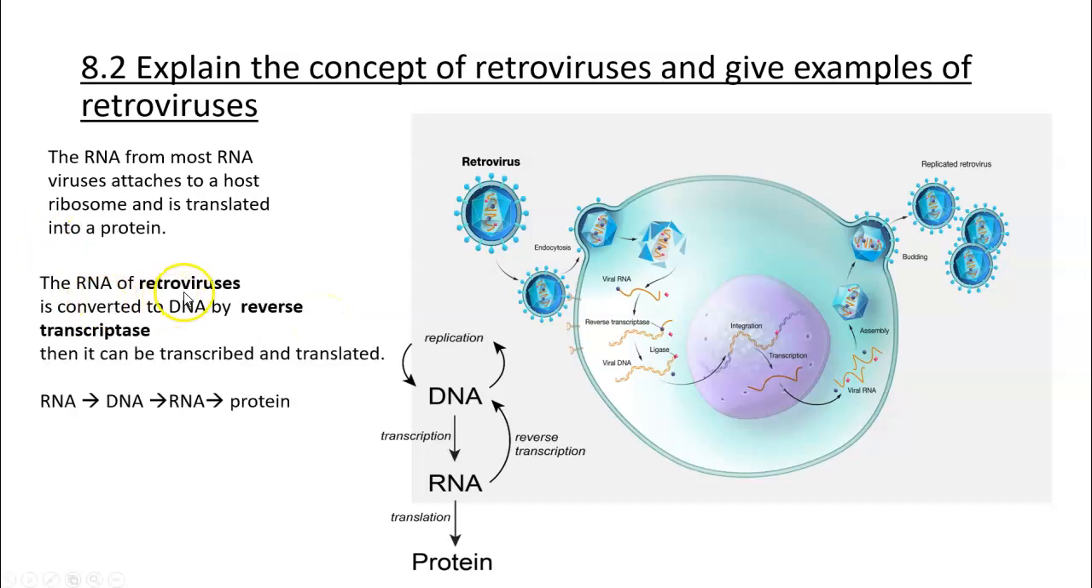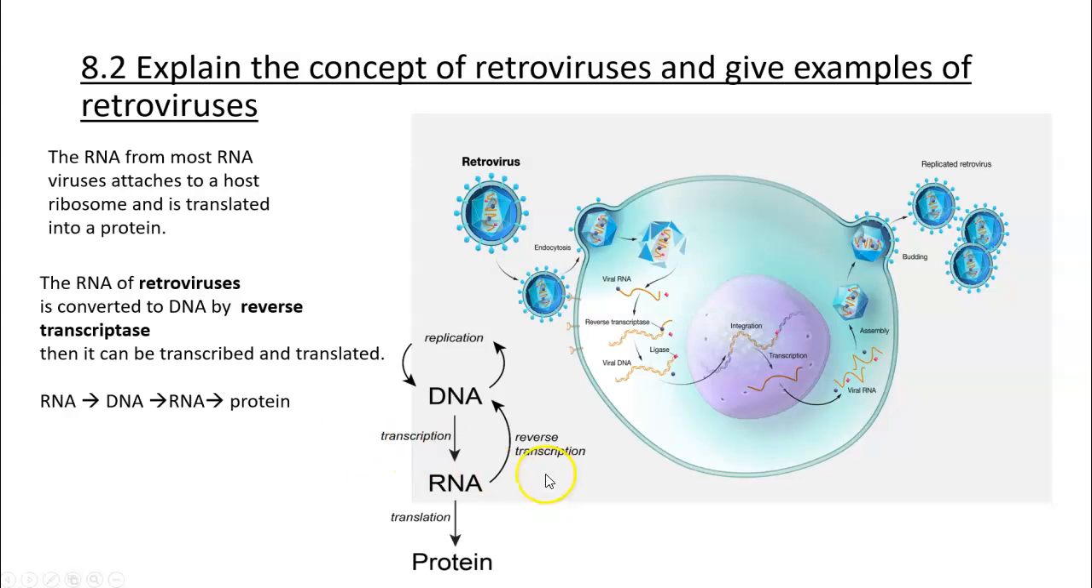But there's some kinds of RNA viruses that are called retroviruses. So retro means going backwards, right? So the RNA of retroviruses is converted backwards. It's converted to DNA. Here we go. Here's our RNA in our retrovirus. It's actually converted first to DNA by an enzyme called reverse transcriptase.